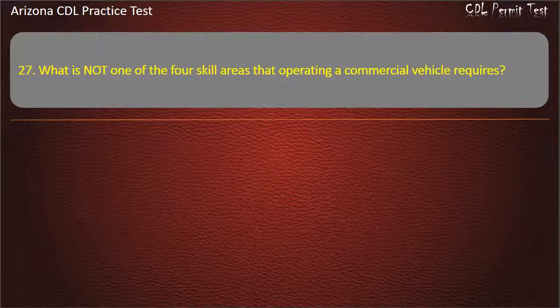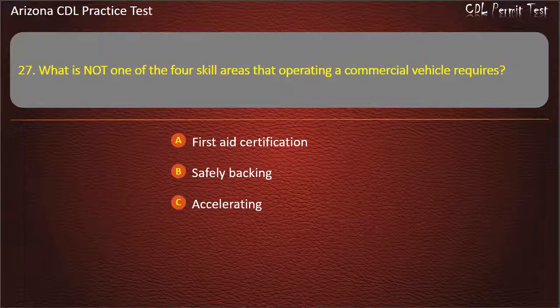Question 27. What is not one of the 4 skill areas that operating a commercial vehicle requires? First aid certification. Safely backing. Accelerating. Steering. Answer: First aid certification.